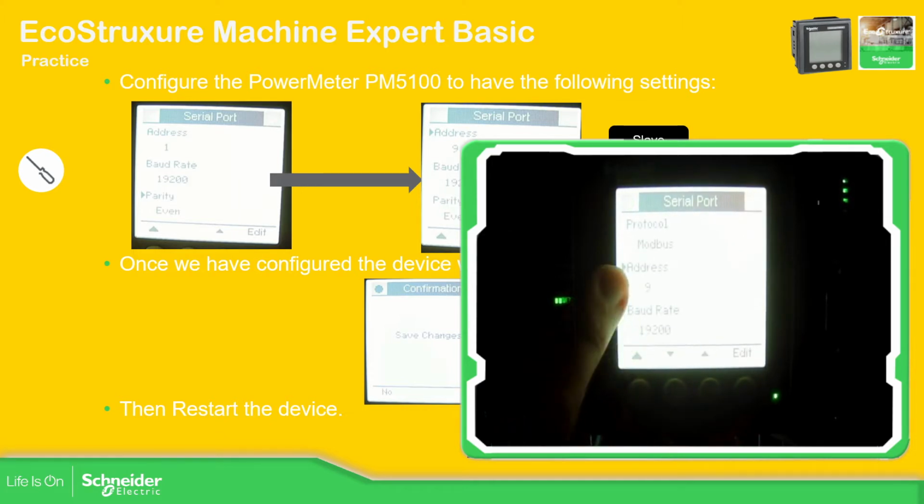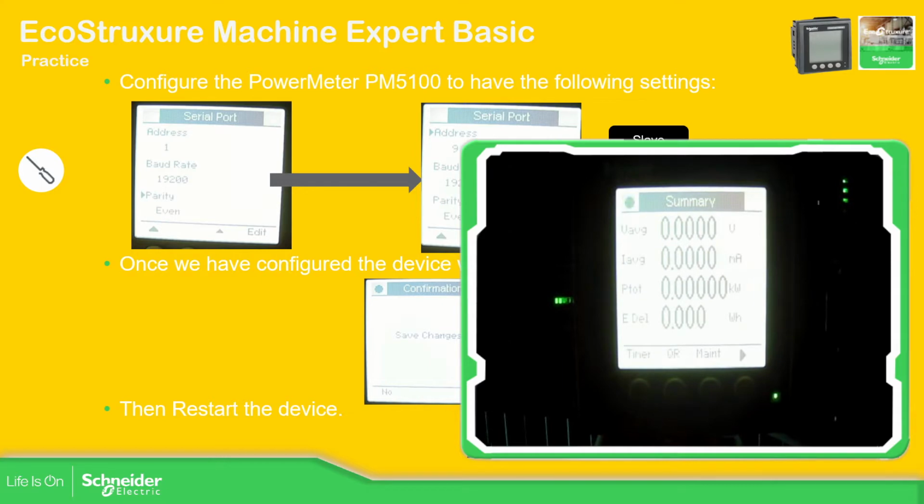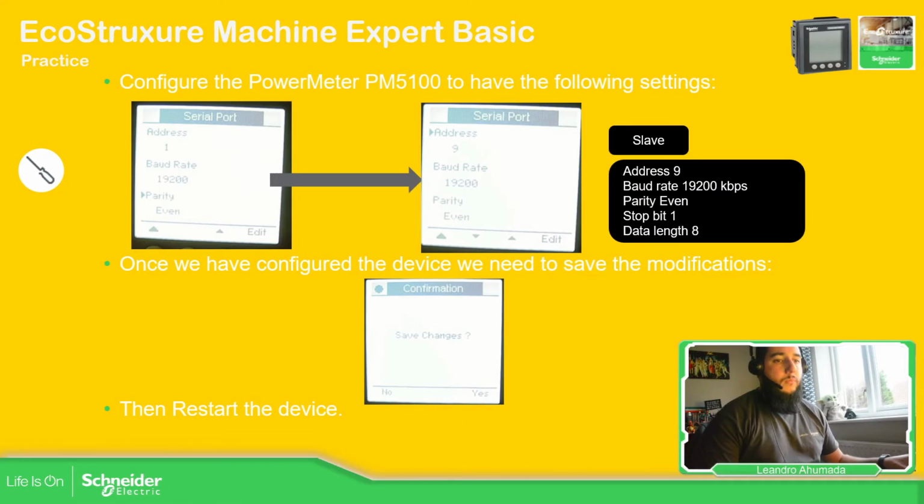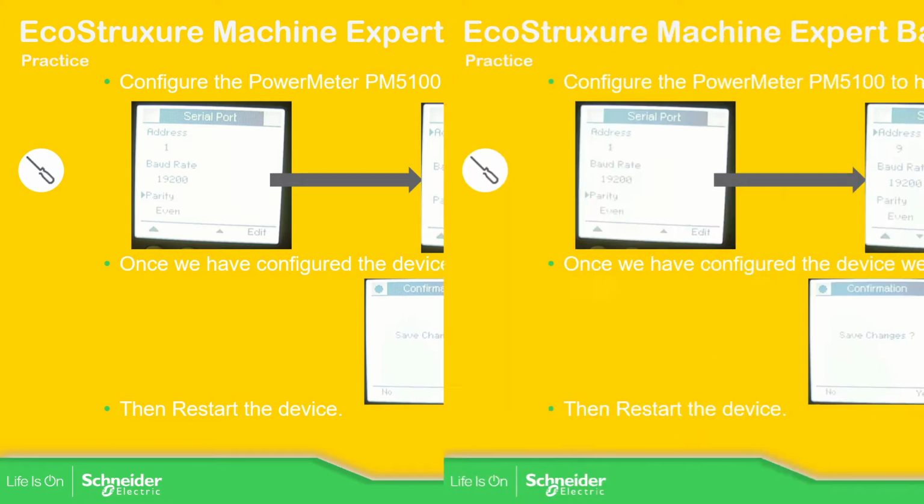We also need to check the other configurations. The baud rate is correct, it's the one that we want, and the parity is all right. So we can go back, and we must save the changes. Good. Now we can go back, and that's it for the power meter side. For the power meter, we just need to configure those parameters, and there is nothing else to do at the moment. Now we're going to see how we need to configure the PLC side. So let's go to the presentation.